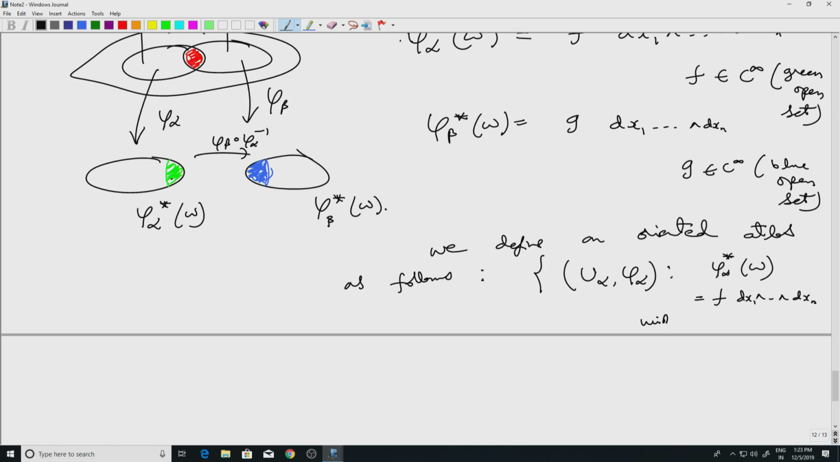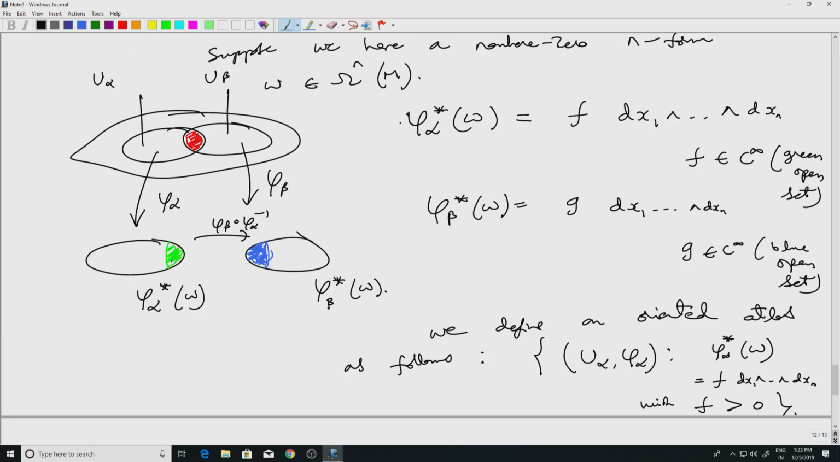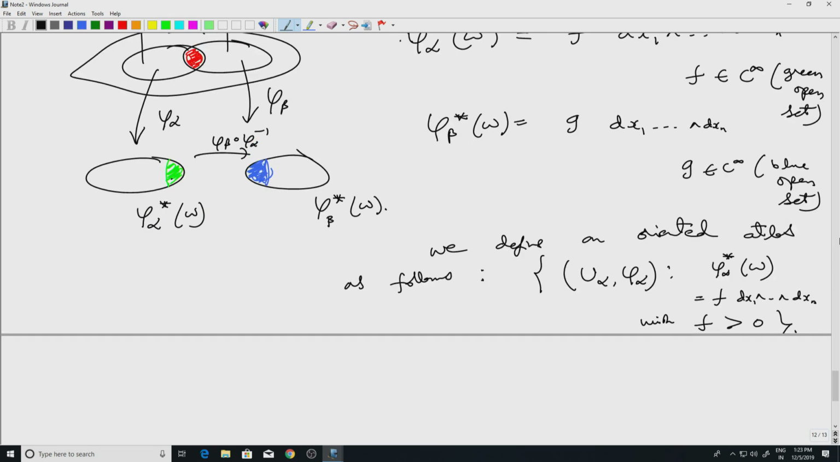with f strictly positive. So in any case it's a non-zero function, because this omega is a non-zero form and this phi alpha star is an isomorphism of the alternating mappings. So this is a non-zero form, therefore this f has to be non-zero. So I look for those for which it's just positive.